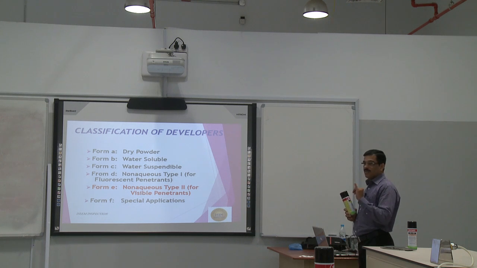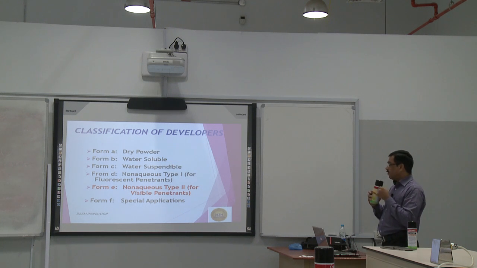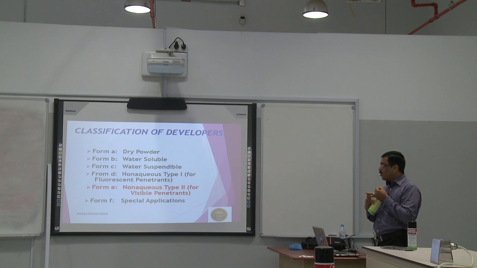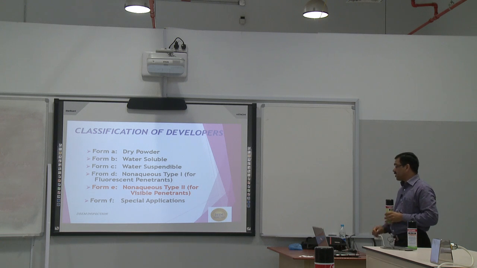Type 2 means visible. First, in the penetrant we said type 2, method C, and the developer is form E. This is our combination. We are using visible, solvent removable penetrant with a non-aqueous developer. So this is our solvent based developer. These are the 3 bases we are using.